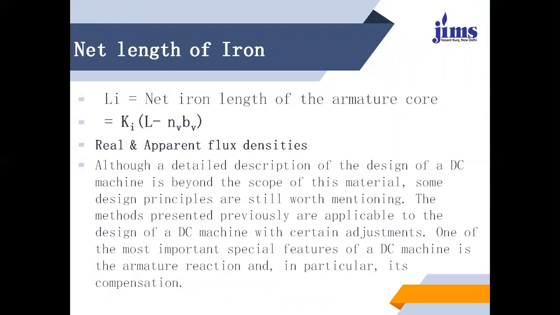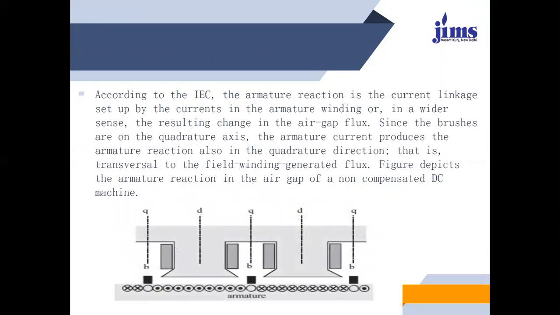The methods presented previously are applicable to the design of a DC machine with certain adjustments. One of the most important special features of a DC machine is the armature reaction, in particular its compensation. According to the IEC, the armature reaction is the current linkage set up by the current in the armature winding, or in a wider sense, the resulting change in the air gap flux. Since the brushes are on the quadrature axis, the armature current produces the armature reaction also in the quadrature axis, that is transversal to the field winding generated flux.